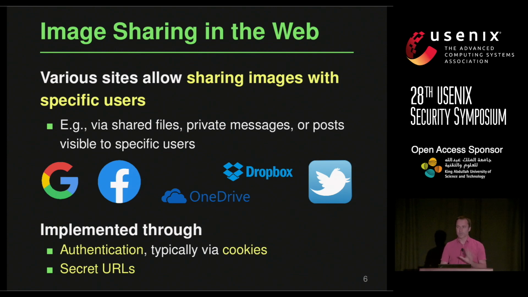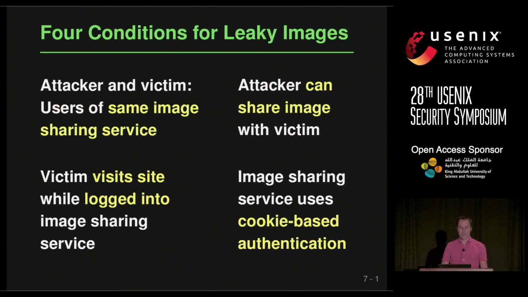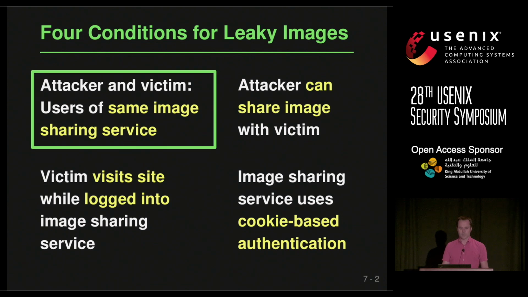All right, so now you know the basic idea of the attack, and you know the general setup of image sharing in the web. Let's now have a look at the 4 conditions that need to be fulfilled in order to enable this leaky images attack. Condition number 1 is that the attacker and the victim are users of the same image sharing service. As I said, there are many sites that allow you to share images, and many of them are really popular and have hundreds of millions or even billions of users. So what an attacker can do is to basically create an account on some of these popular sites, and then the chance that the victim also has an account with at least one of them is pretty high.